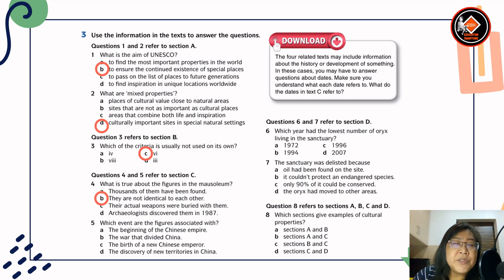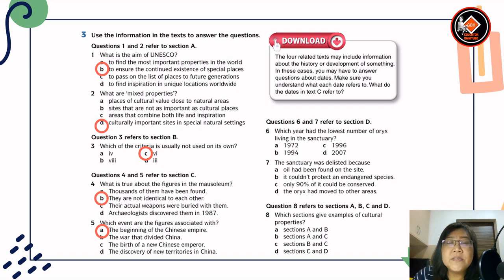Question 5. Which event are the figures associated with? The beginning of the Chinese Empire, the war that divided China, the birth of a new Chinese emperor, and D. The discovery of new territories in China. So answer is A. The beginning of the Chinese Empire.